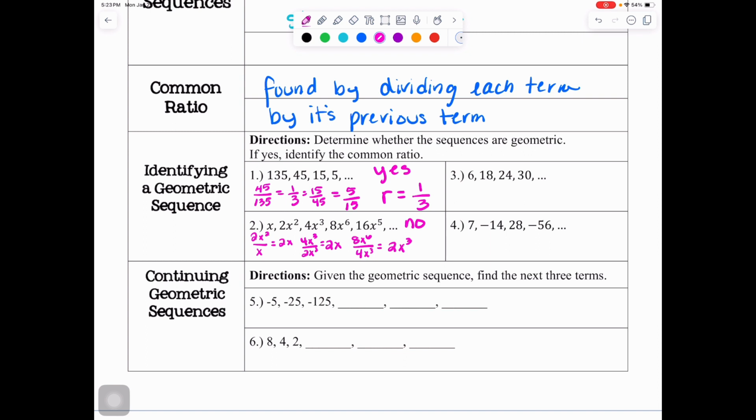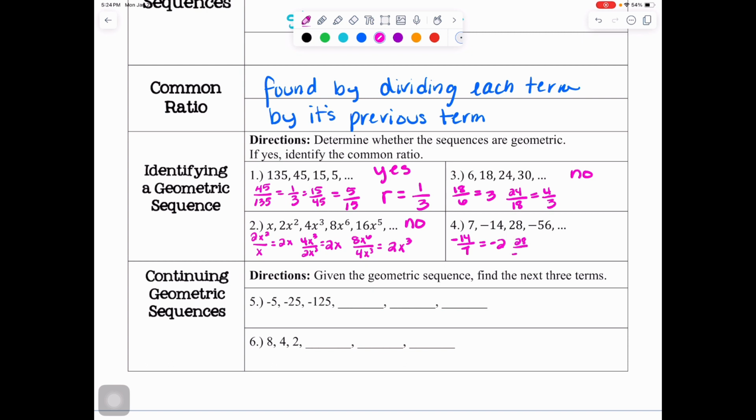Looking at number 3, I would take 18 and put it over 6, the term that came before it. 18 divided by 6 is 3. Then I would take 24 and put it over the term that came before it, which is 18. And when I do 24 over 18, I want to simplify that, and I get 4/3. 6 goes into both of those. And 4/3 is not equal to 3. This is not a common ratio, so this is not a geometric sequence. In number 4, we would put negative 14 over the term that came before it, which is 7. That would be negative 2.